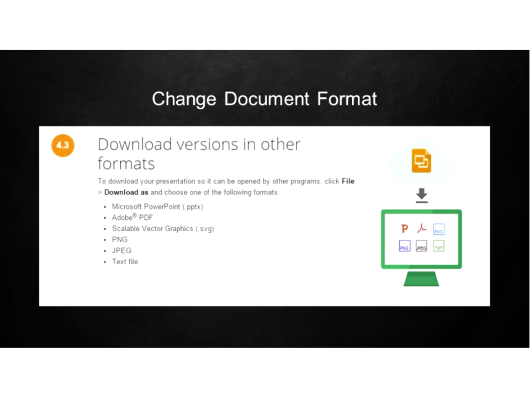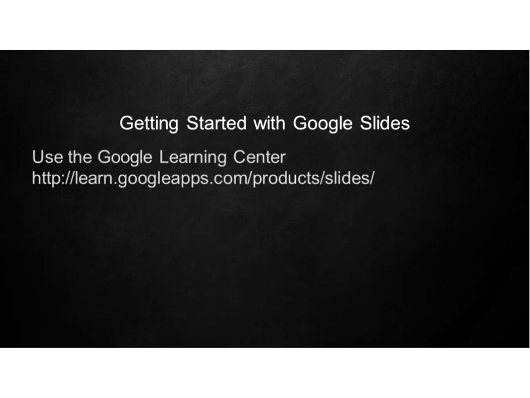And you can change the document format. So if you need to download it into PowerPoint, you want to turn it into a PDF, you want to take individual slides and turn them into graphics, that's what the scalable vector graphics are. The PNG and JPEG are also graphics files that you could choose. You could either export all of the slides as image files or just individual slides if you were doing some of the design things I was talking about earlier, which is very handy.